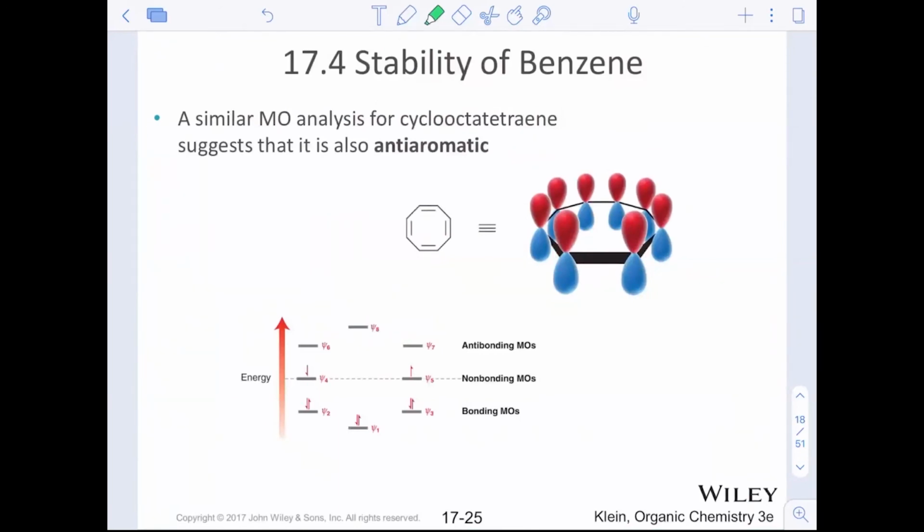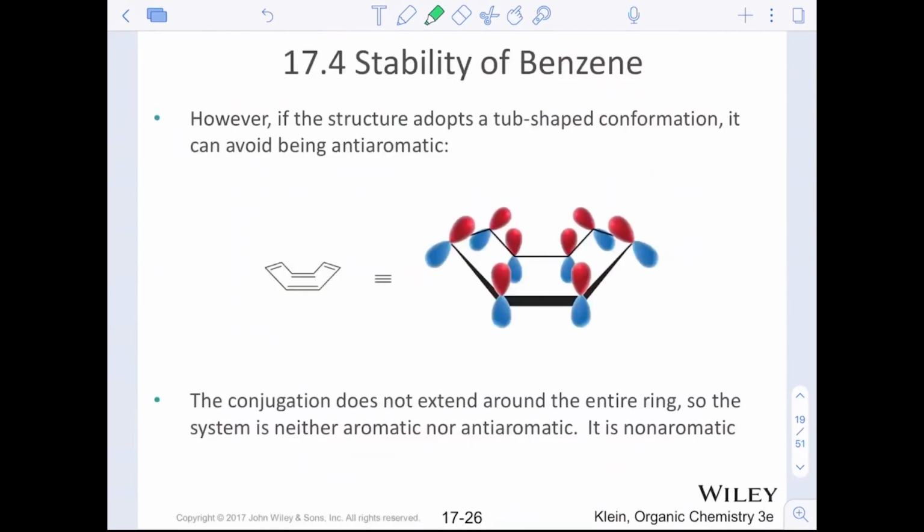Cyclooctatetraene suggests that it would be anti-aromatic as well. However, it forms this tub shape that we know is not planar. So what happens with this actual tub shape is it's adopting this tub shape to avoid being anti-aromatic, all right? Cyclobutadiene cannot do this because it's not big enough. So cyclooctatetraene can form this tub shape so that there's lack of conjugation around those 8 p orbitals, right? So the conjugation does not extend around the entire ring. So the system is neither anti-aromatic or aromatic. It's just not aromatic, or what the book calls non-aromatic.